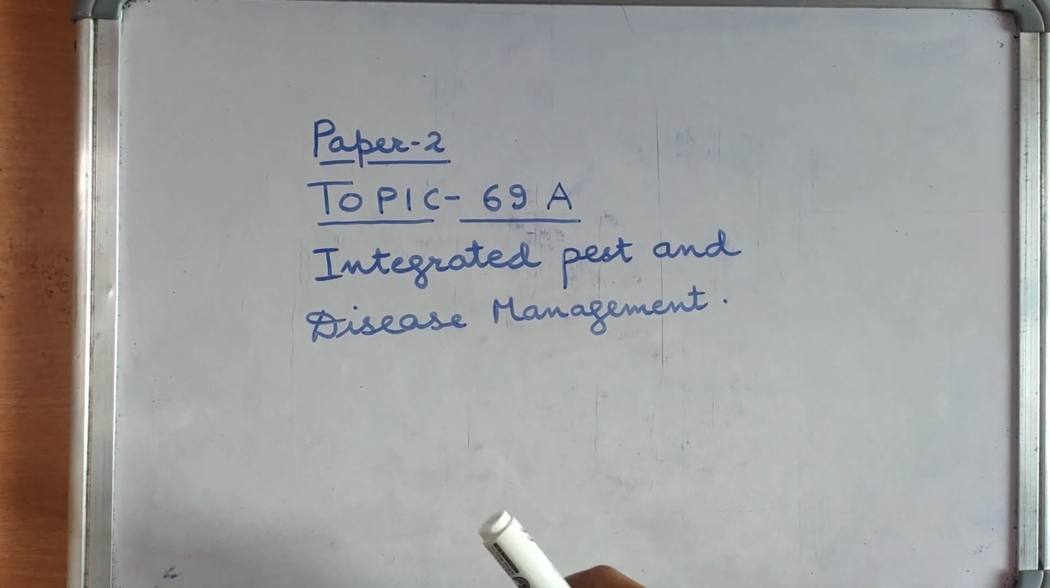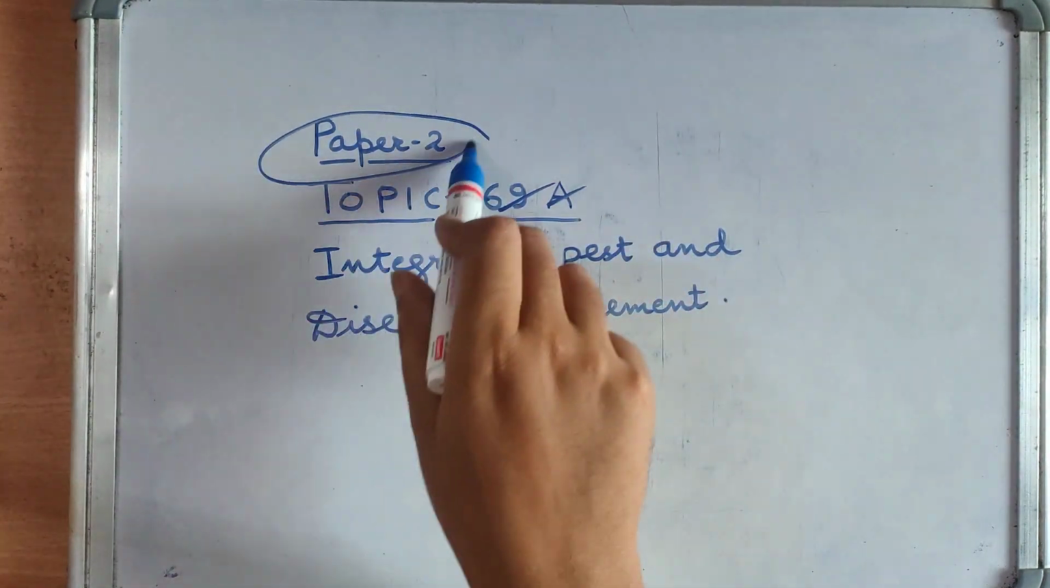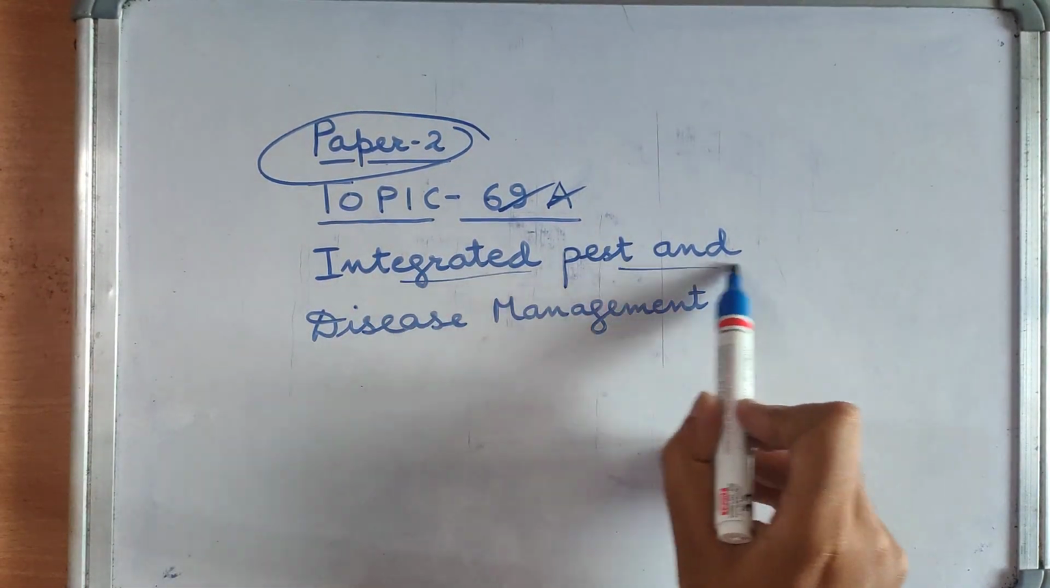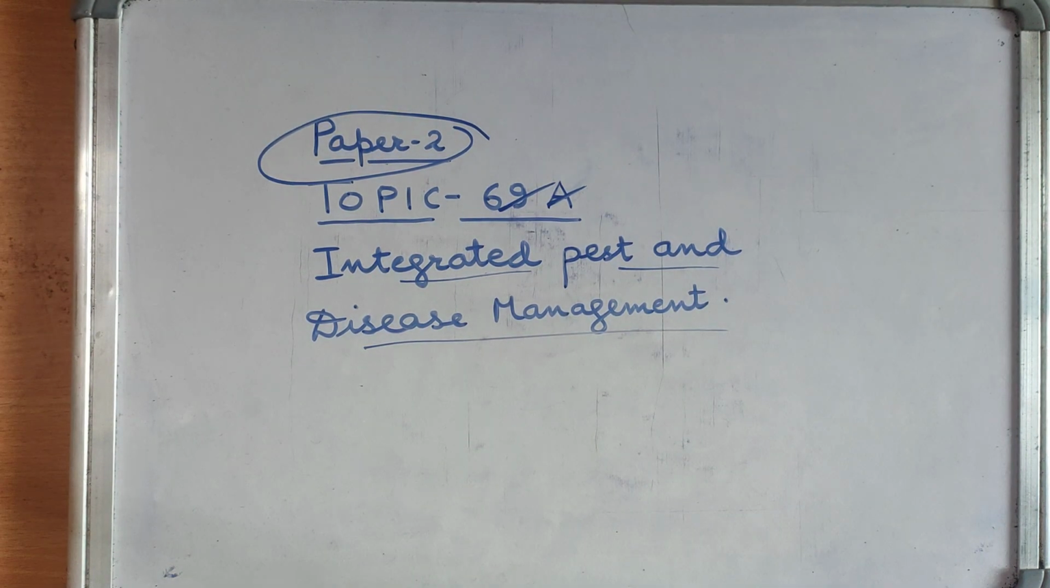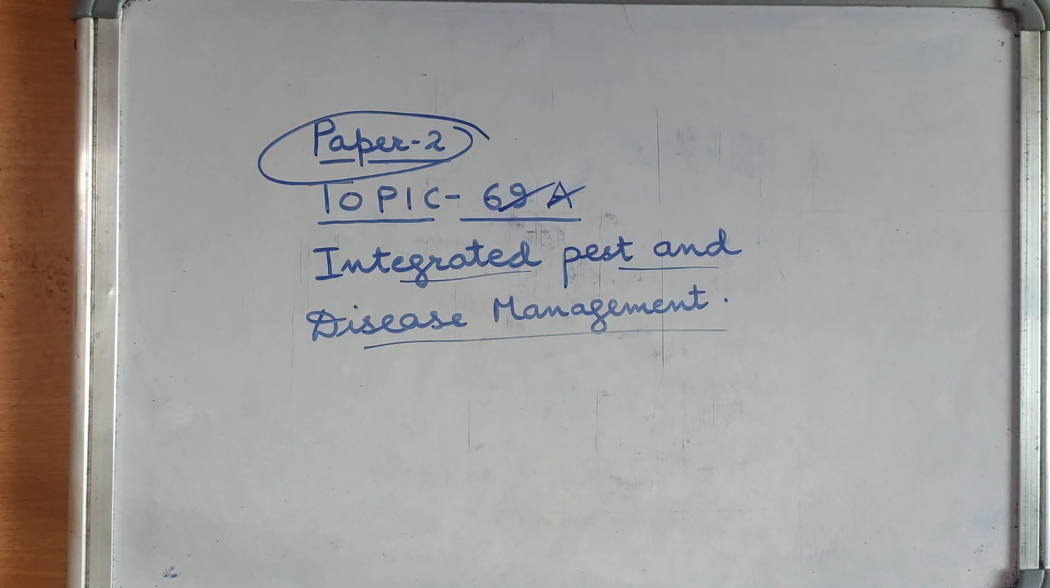So today we are going to do topic 69A of paper 2, and here we will be discussing integrated pest and disease management. The first topic I am going to discuss today is economic injury level and economic threshold.